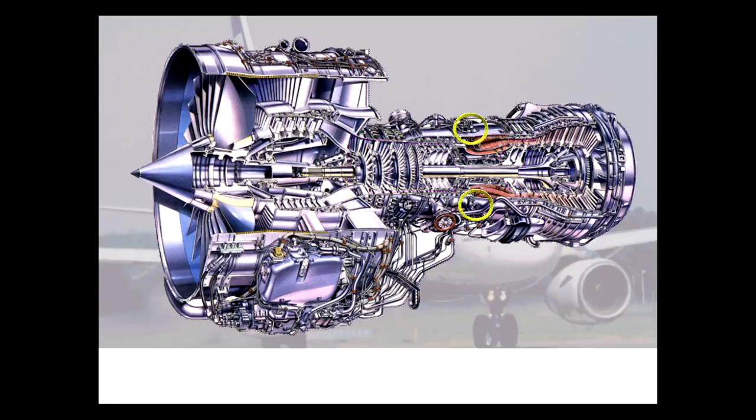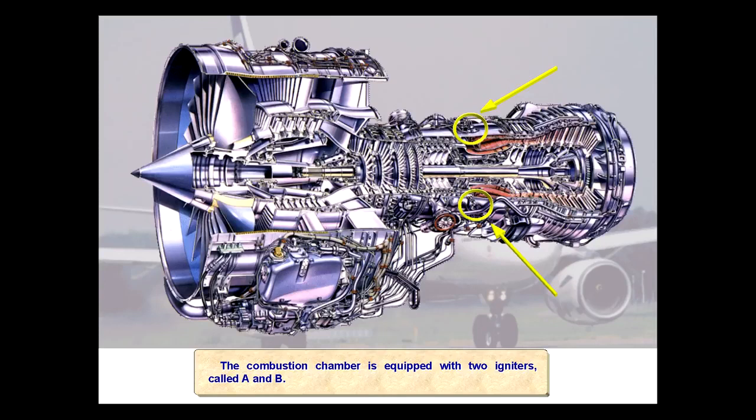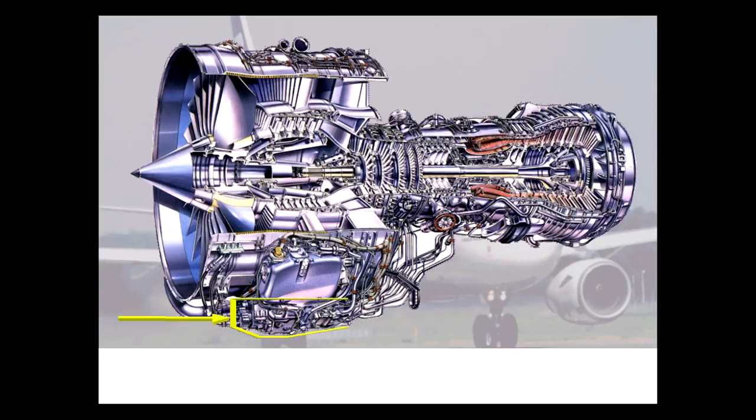The combustion chamber is equipped with two igniters, called A and B. The accessory gearbox is located at the bottom of the fan case and is driven by the high-pressure rotor.